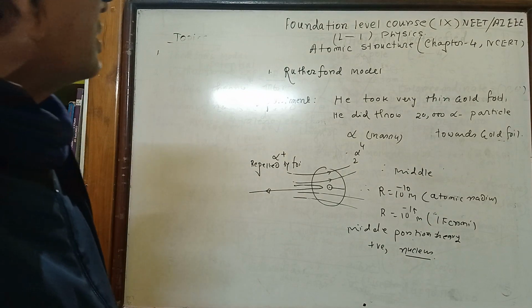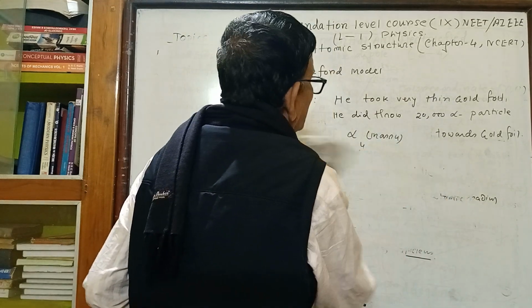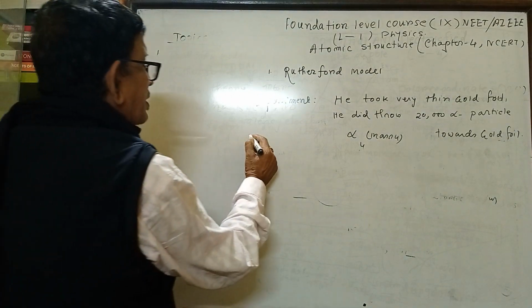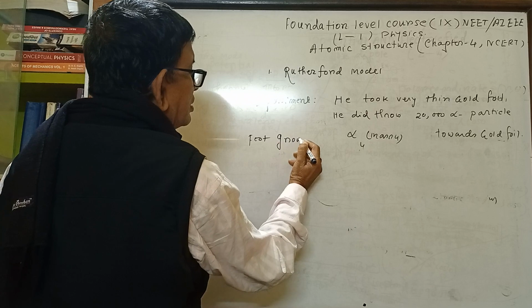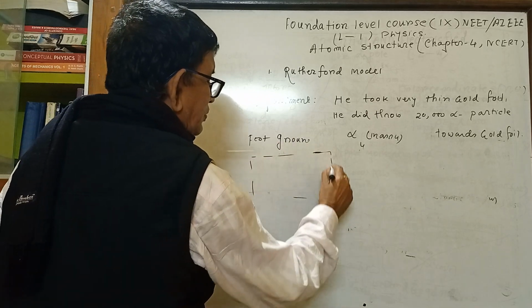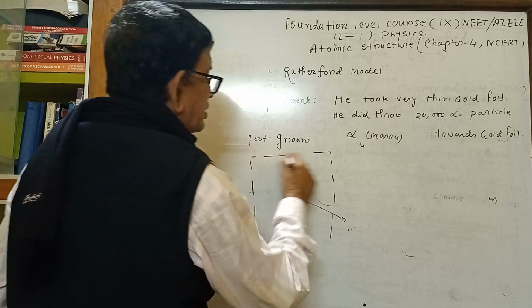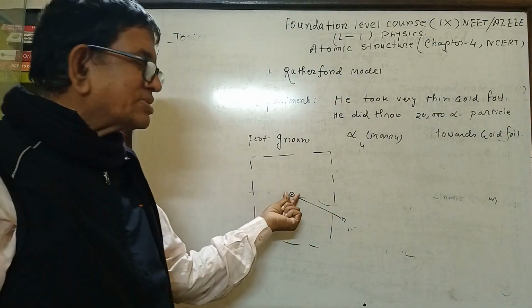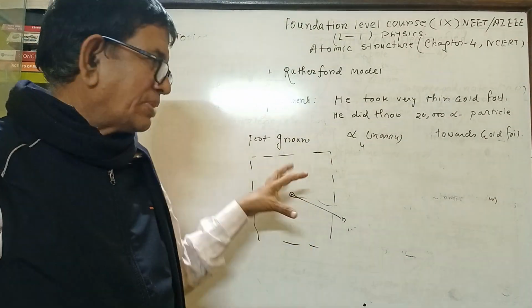Now you can compare this Rutherford model like this. If you imagine the whole atom is a football ground, and you place a marble in the middle of the center, that is the nucleus, and the whole ground is the atom. You see, the marble size is very small, but the football ground is very large, maximum space.